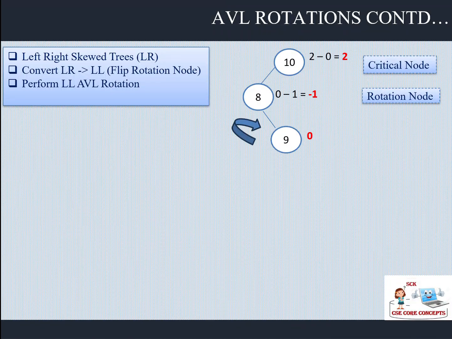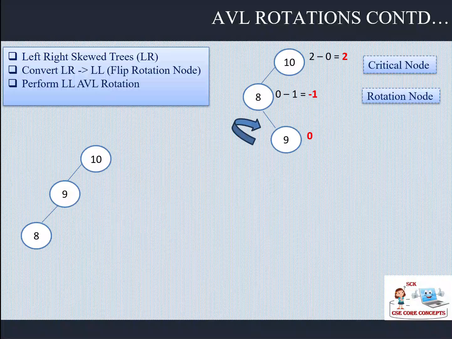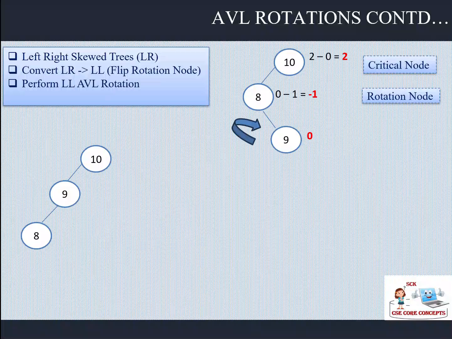If you flip 9 and 8, what will it become? It will become a left skewed tree, because 9 will go to the position of 8 and 8 will go to the position of 9. Now when 9 goes to the position of 8, since 8 is smaller than 9, it will come towards the left hand side.